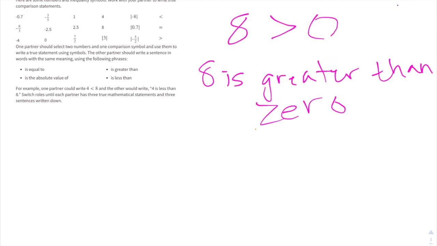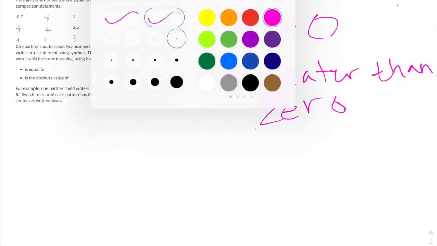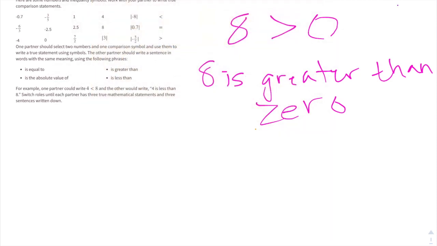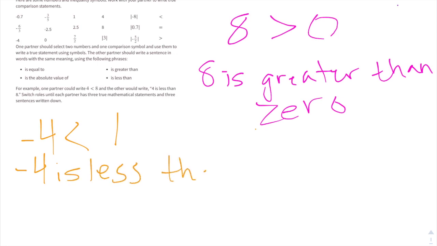Easy enough. Okay, so we can say less than. Well, I'm going to pick a negative number because I think that negative numbers are really easy to see less than. So let's do -4 is less than 1. Right, -4 is less than 1.